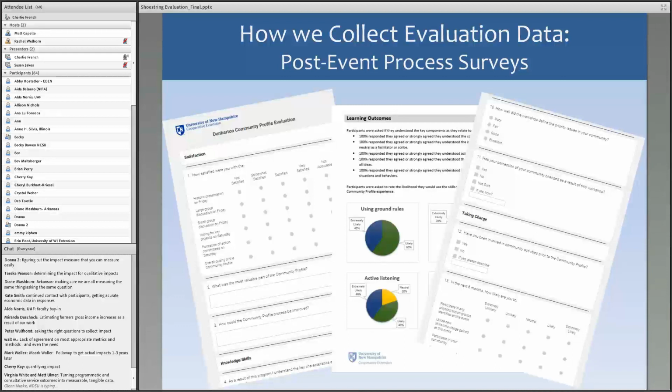And the way that we organize questions within these surveys are 4 different categories. The first being satisfaction, or how participants like the program. The second being knowledge and skills, to assess what participants learned, what skills did they gain, and then taking charge, how likely are participants to take action, to use the knowledge or skills that they just attained. The last being general demographics, just some basic questions for our reporting.